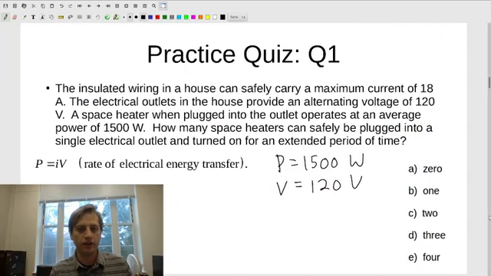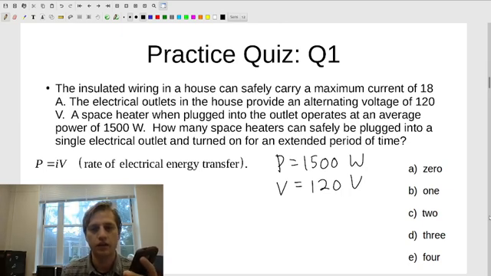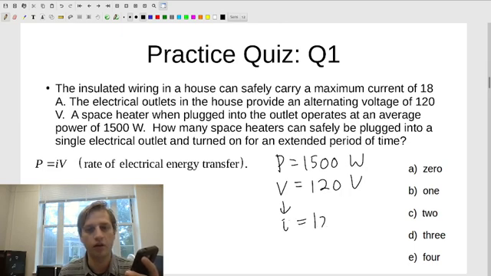Okay, I've grabbed my calculator. We take 1500 divided by 120, and we get, with P equals IV, that the I must be 12.5 amps.